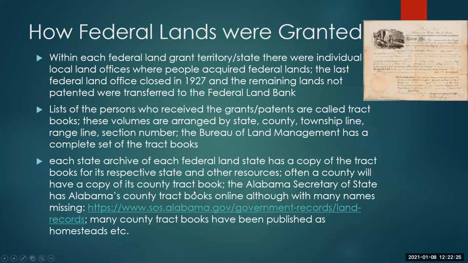In Alabama, every Alabama county has a copy of its federal land tract book. The Alabama Secretary of State has Alabama's county tract books online, although there's something wrong with their tract books or with their index, because I can find Alabama land grants and then I go to this online index to Alabama tract books and the land doesn't show up. But that's okay. You can also go through the tract books page by page for a particular county, looking for the records of your ancestor getting land grants. And many of these county tract books have also been published, and we'll talk more about that in a moment.